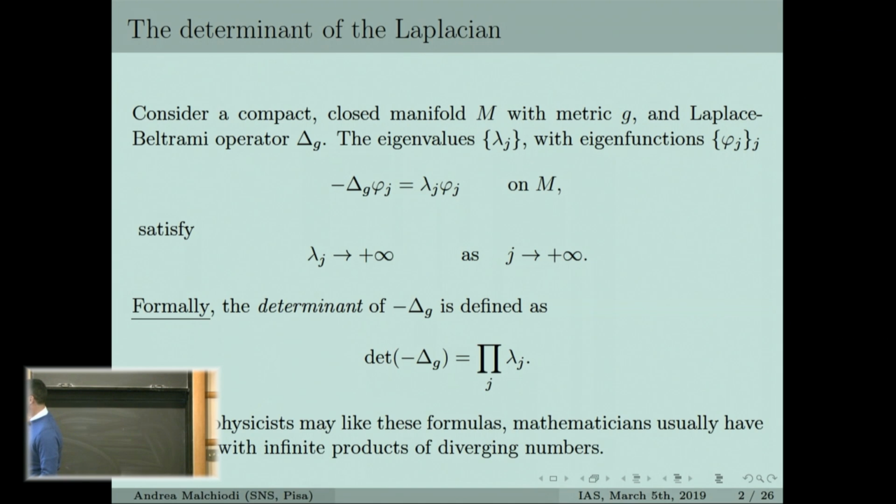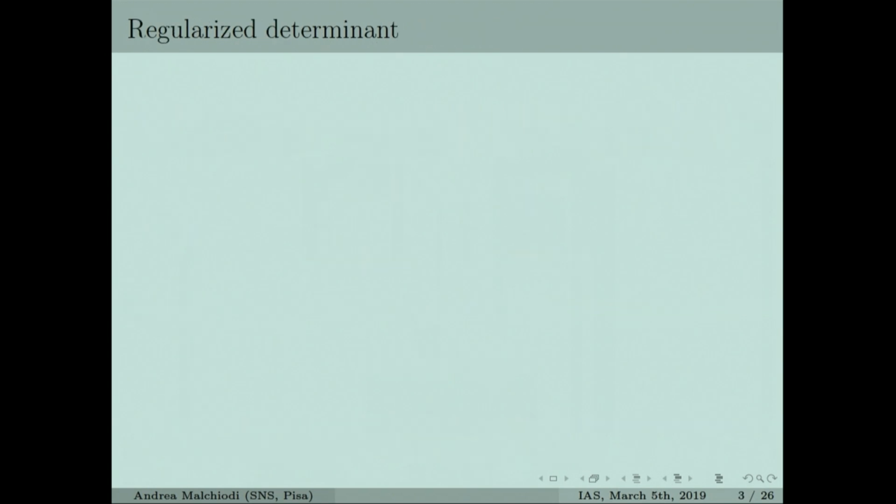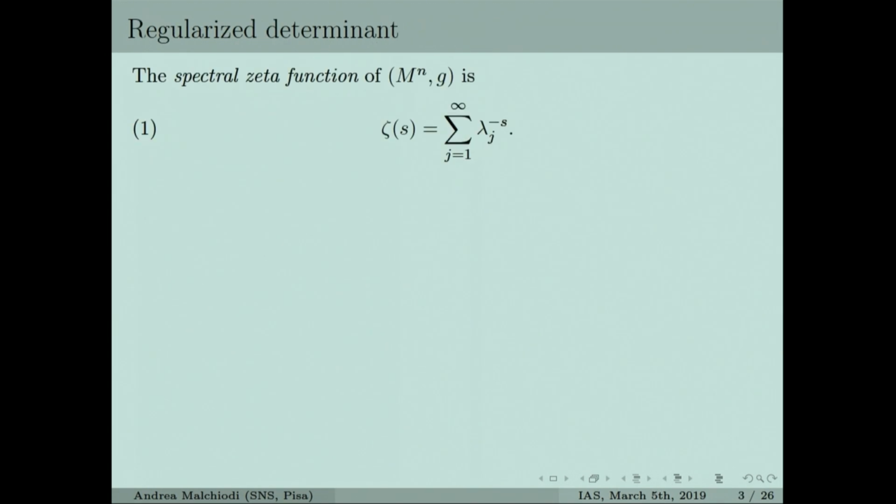So usually physicists are happy with formulas of this type. But as a mathematician, if you take the product of an infinite set of numbers that is diverging, then you might have a problem. But there is a way to make sense of it via regularization. So you consider the spectral zeta function. So just take the series of the eigenvalues raised to some negative power.